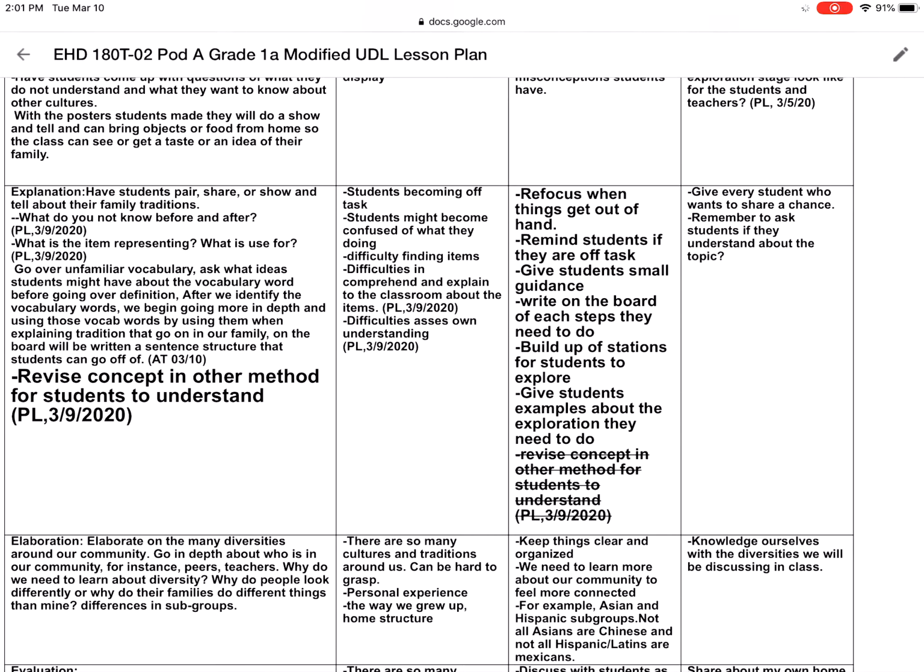A solution for that is to refocus them. Refocus when things get out of hand. Remind students if they are off task. Give students small guidance right on the board of each step that they need to do, and they could go up to the whiteboard and write them down so they have them right in front of them. Build up stations for students to explore. Give students examples about the exploration they need to do.